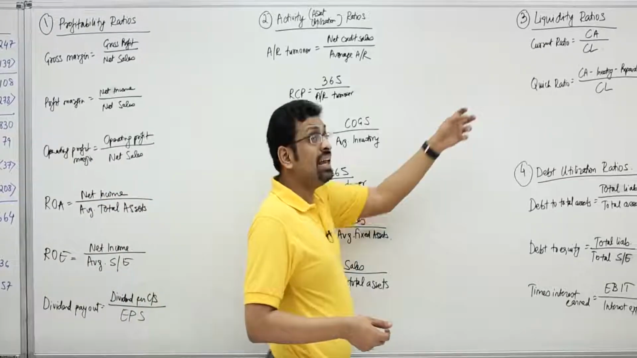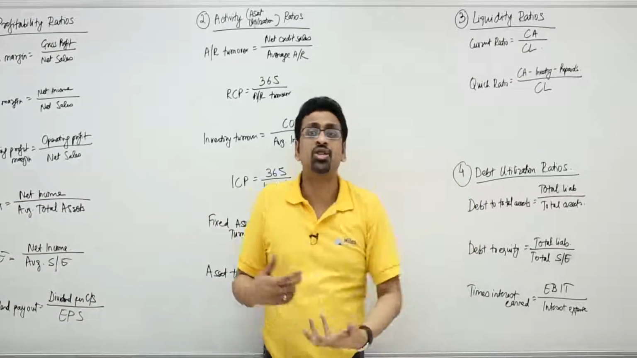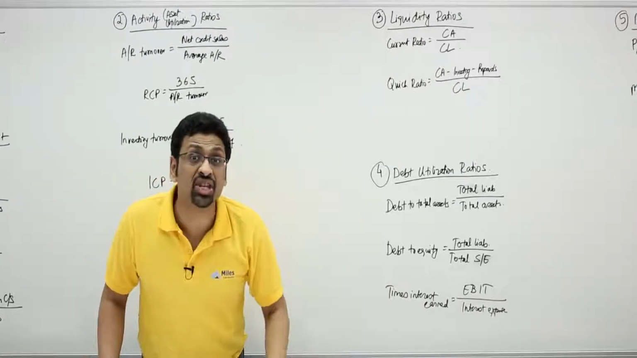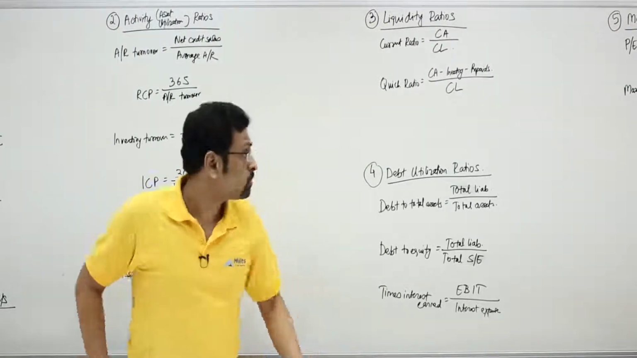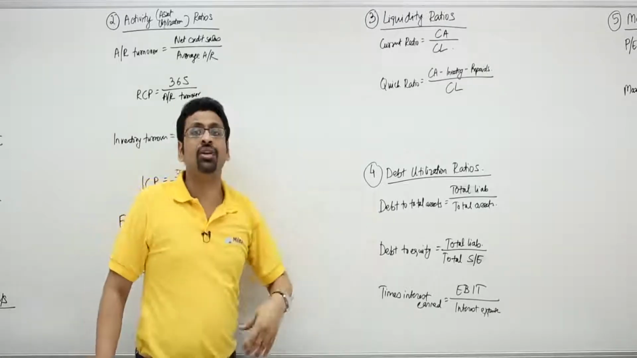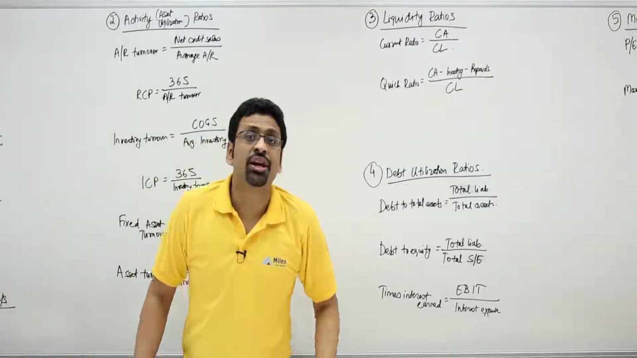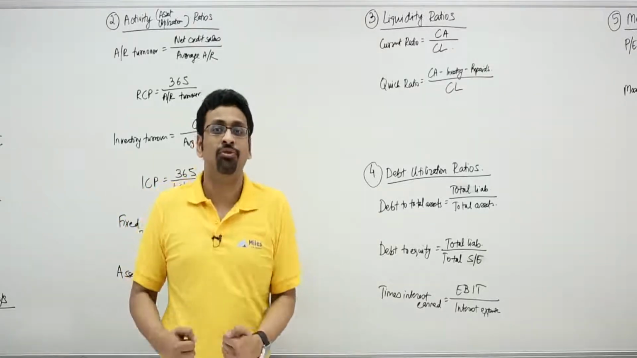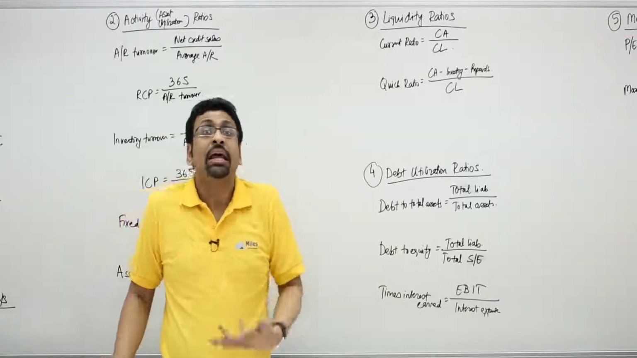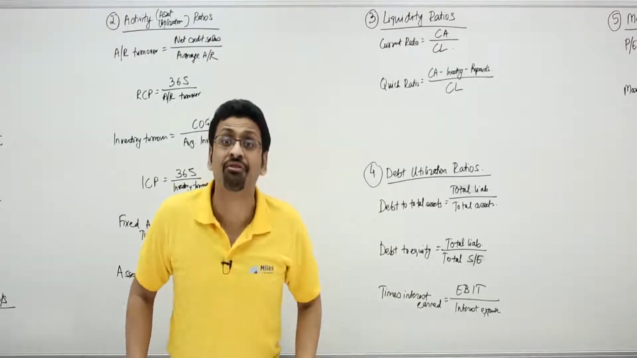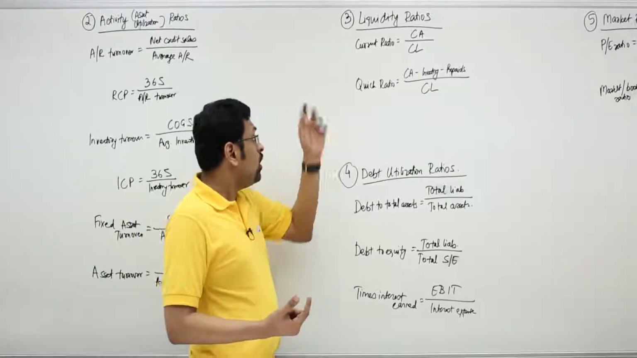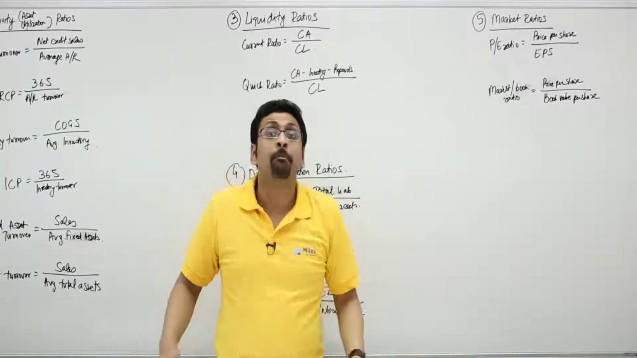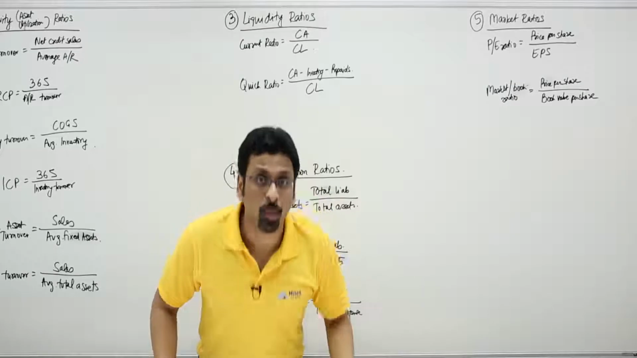We'll talk about liquidity ratios. This is the measure of the entity's short-term ability to pay its obligations as they come due. We have debt utilization ratios. These measure the effectiveness with which management finances the assets of the firm. This is used to evaluate the firm's financial leverage. And then we're going to talk about market ratios. These measures consider the market value of the firm's common stock.